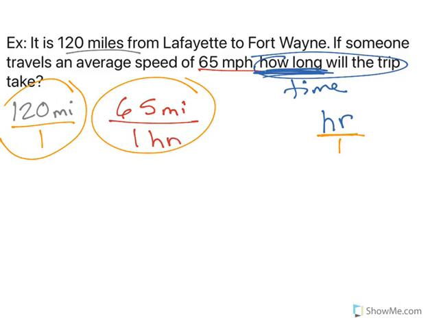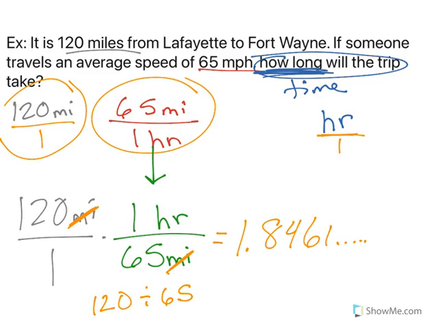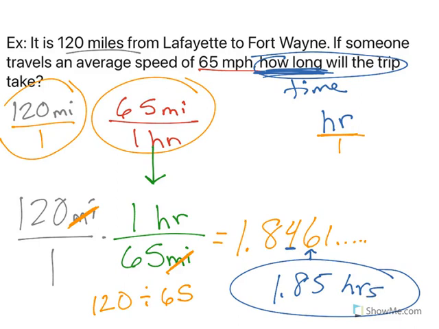Thinking through that means my 65 miles to 1 hour should be flipped. I'll have 1 hour over 65 miles because now I have hours in the numerator. If I multiply that by 120 miles over 1, now we have the miles in the numerator and denominator. Those will cancel out, and I'm left in just hours, which is exactly what we want. So I'm going to take 120 divided by 65, and that gives me roughly 1.8461 and so on. I'm going to round to the nearest hundredth, and I end up with 1.85 hours.